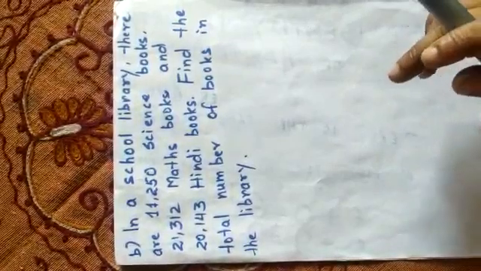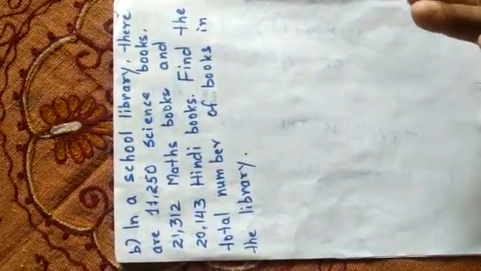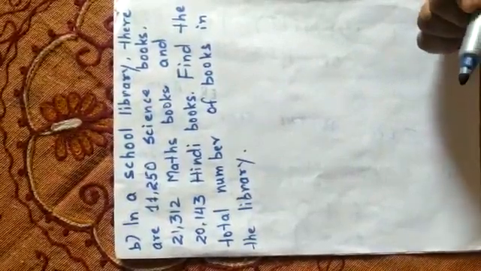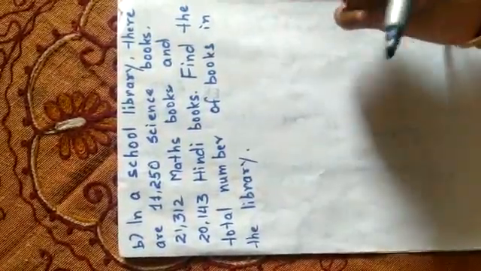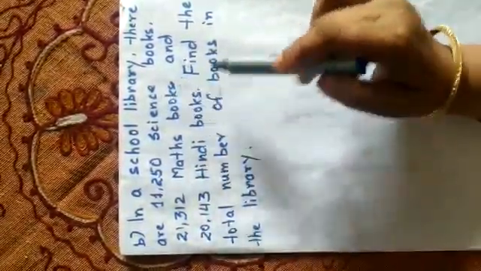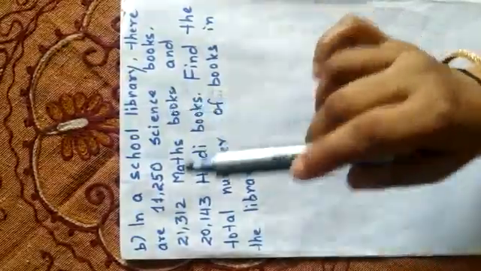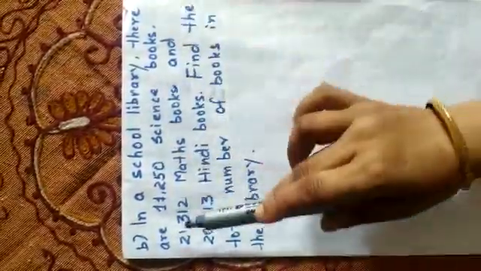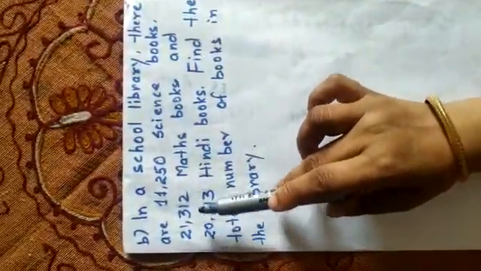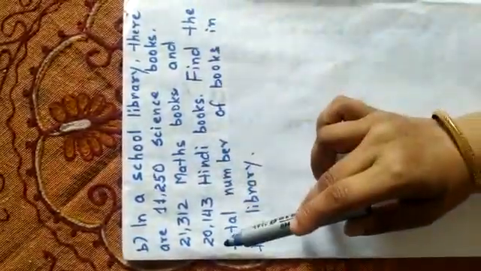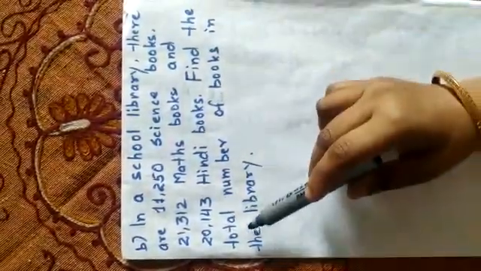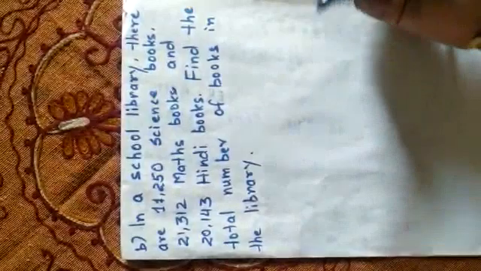So in a library, the books are arranged according to the subjects and topics, and also according to the languages. So here the story is in a school library. It is a story related to the library which is in the school. In a school library there are 11,250 science books, 21,312 maths books and 20,143 Hindi books. Find the total number of books in the library.